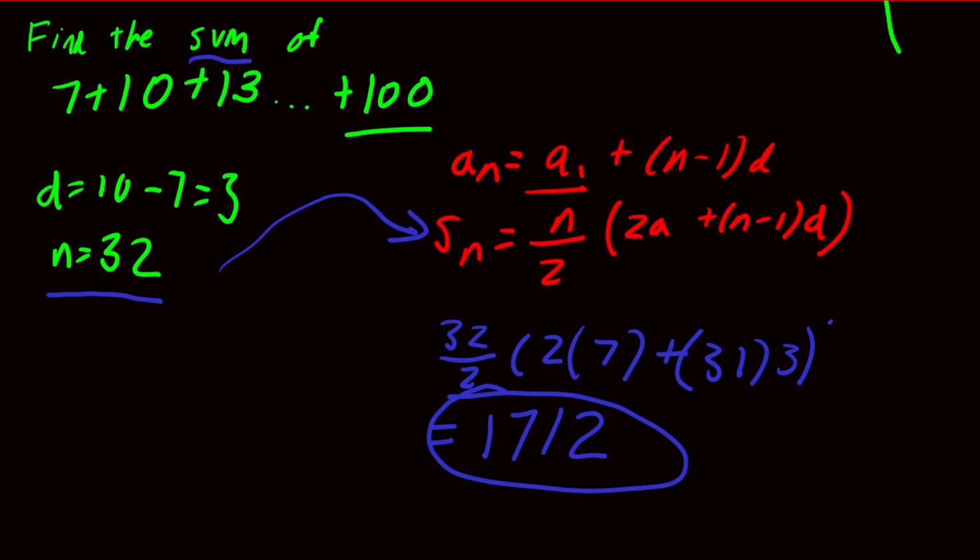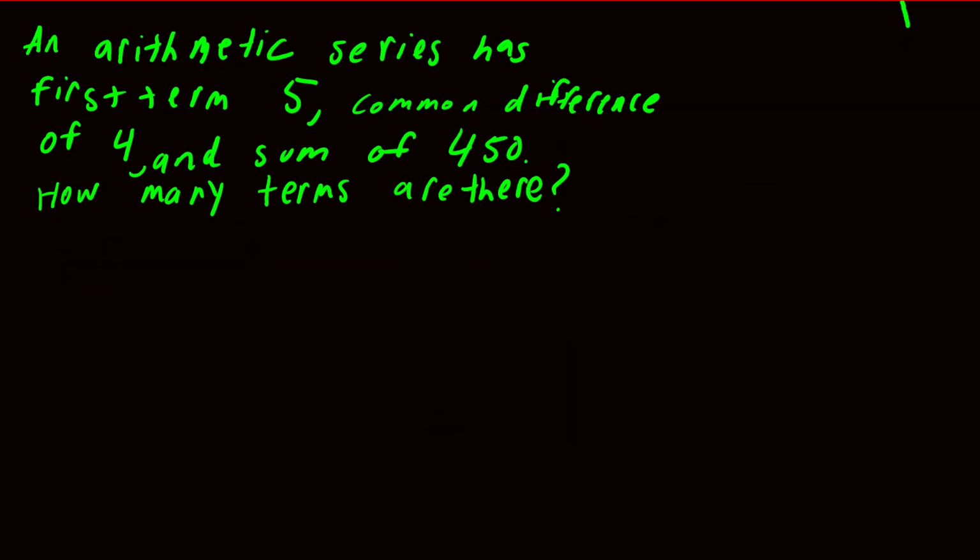So now here's our last question. An arithmetic series has first term 5. Let me write that down. So a equals 5. The common difference is 4. Oh, and they gave us the sum. Okay, so the sum is 450. How many terms are there? So basically they're asking what is n, right? Because n stands for the number of terms. So in red, again, I'm going to use that sum formula, right? They gave us a sum, so I'm thinking we're going to have to use that sum formula.